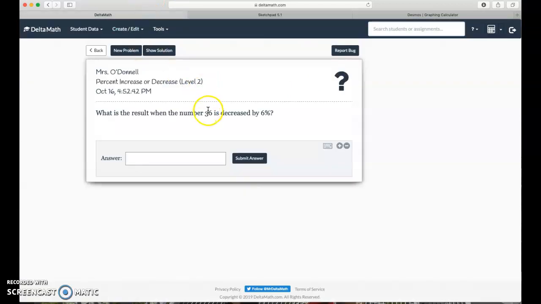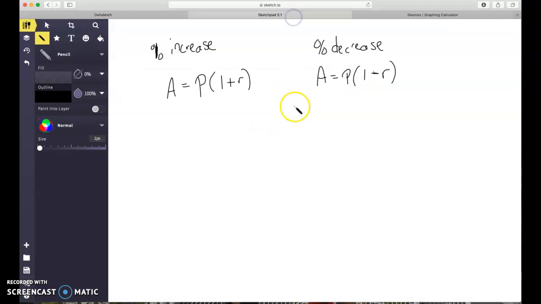So for this problem, we're doing a decrease problem. 36 is decreased by 6%, right? So we're going to do 36, 1 minus 6% as a decimal, 0.06, right? If you're not sure what that is, just divide 6 by 100 in your calculator, and you should get 0.06. The other way you might remember is we're moving 2 decimal places over because we're dividing by 100.